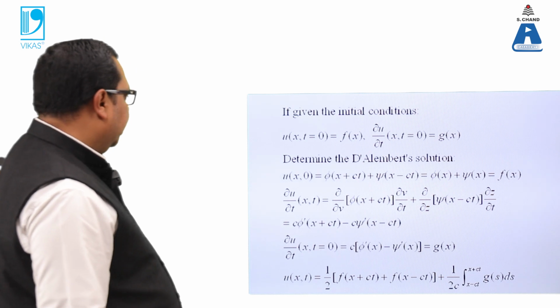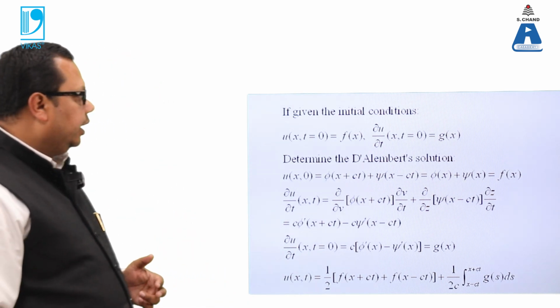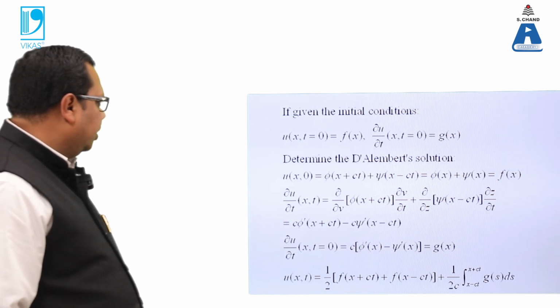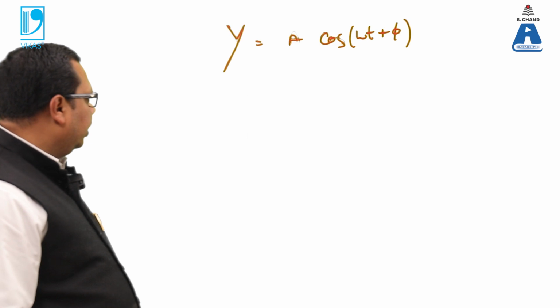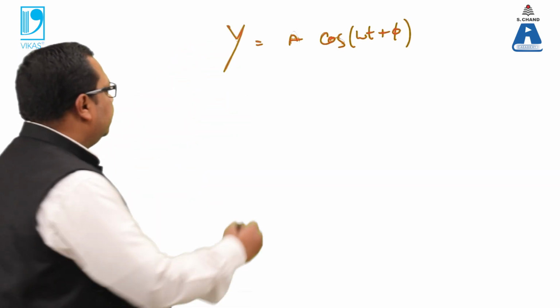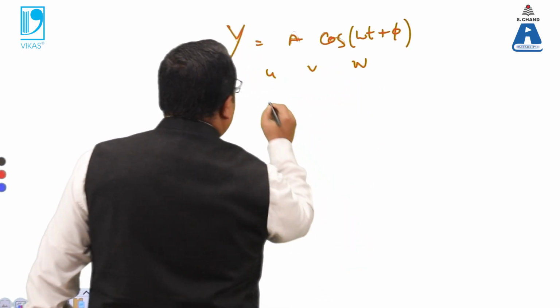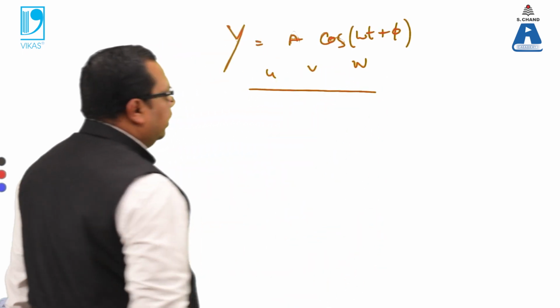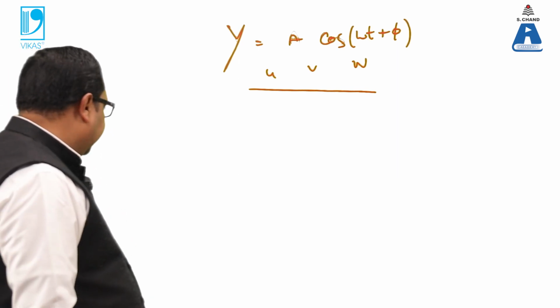So here what we need to understand is that in the particular given wave equation, first of all we have to calculate the particular value of the displacement in terms of the variables u, v and z. Then we have to differentiate the values of u, v and z.